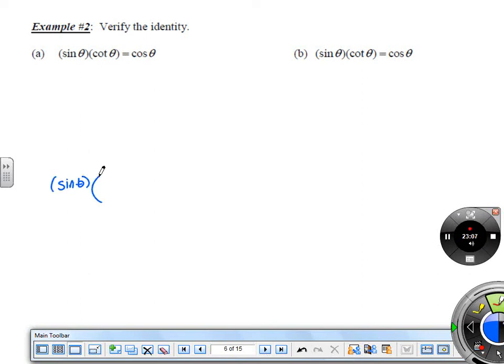Good. Okay, so we're going to just rewrite cotangent as cosine theta over sine theta. All right, so then what happens? All right, Michelle. Good. Okay, numerator, denominator cancel each other out, so I'm left with cosine theta. That is exactly what it said on the other side. I am done.